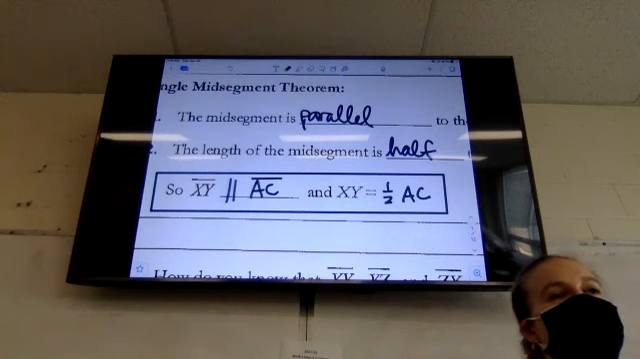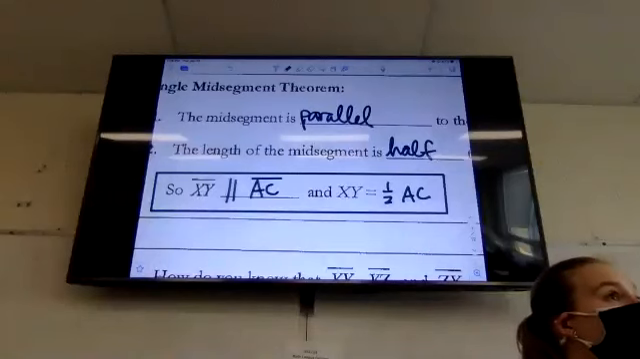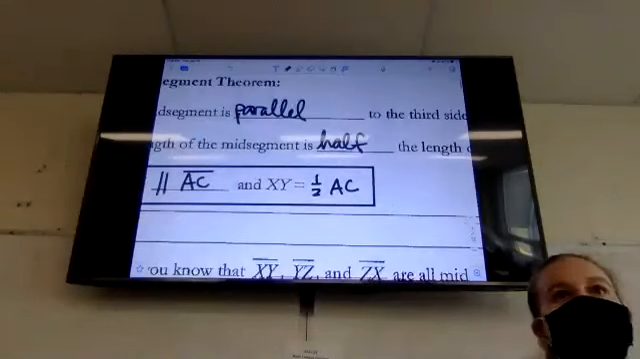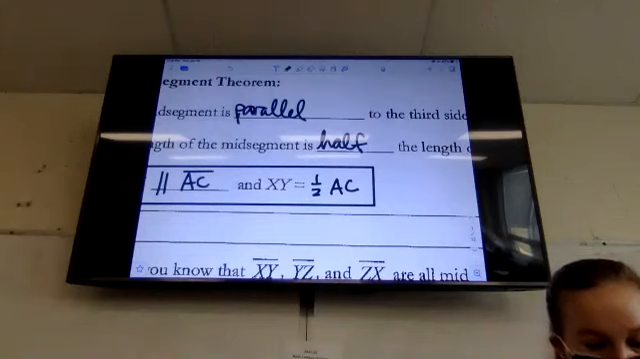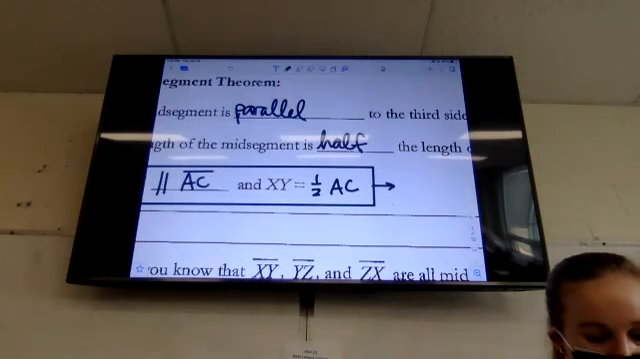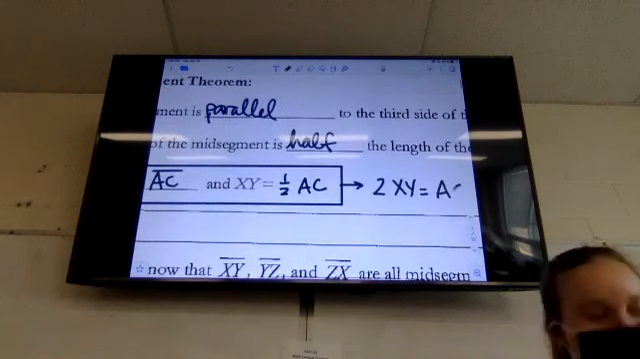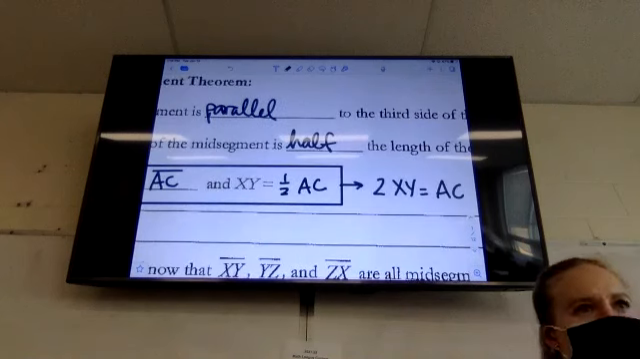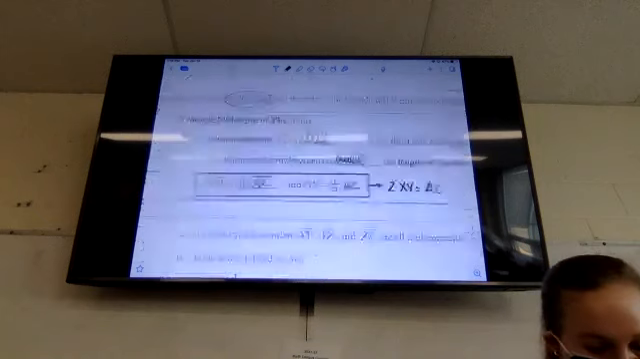Now, we haven't done math for like 5 weeks. Who already hates fractions? Right? And I just gave you a formula with a fraction in it. How can we rearrange it so there's no fraction in that? Good. I'm going to multiply by 2 on both sides. So I can think of this instead of being XY equals 1/2 AC, I can think of it as 2 times XY equals AC. Those are both the same. So if you'd rather think of it 2 times the midsegment equals the third side, that's okay with me.